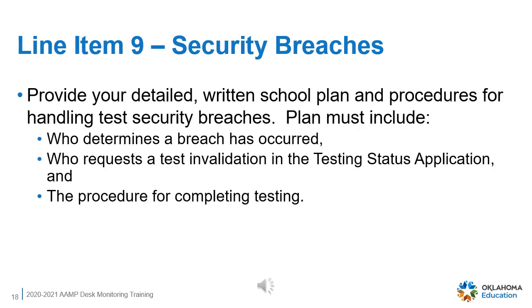Line item 9 is security breaches. Each site will write a plan for how security breaches are handled. You will need to include the person who determines a breach has occurred, who at the site requests the test invalidation to the DTC, and the procedures for completing testing for those students that were affected.